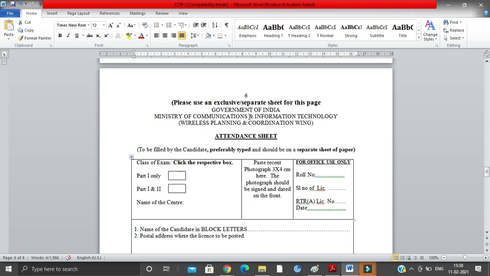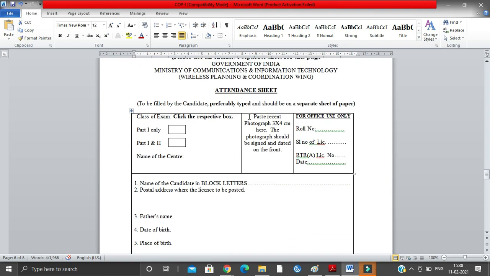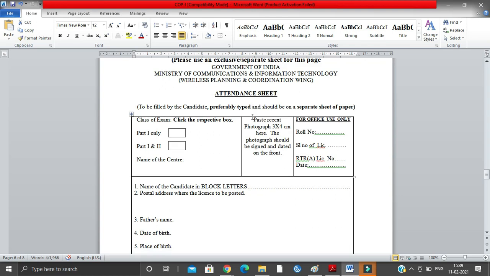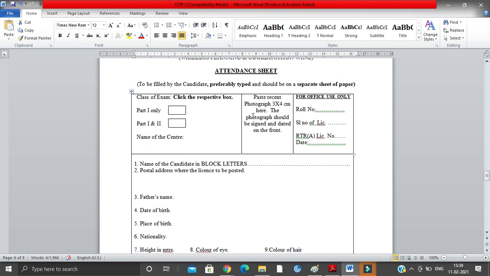Now sixth page, this page is having the attendance sheet. This is a very important sheet, because this attendance sheet will appear in your exam. When you sit, you will see this page, and this will have your photograph. You have to put the photograph here, and you have to put the signature and date on the front by pen, just cross attested. Then you have to put this tick again, whether you're appearing for part 1 or part 1 and 2.